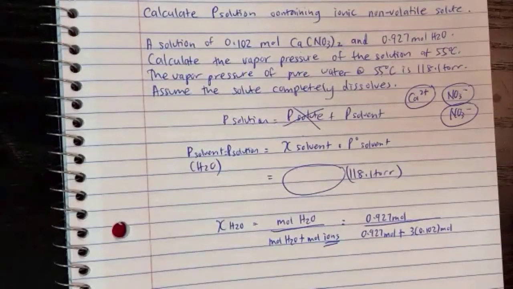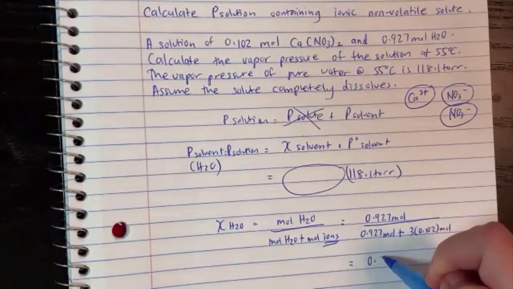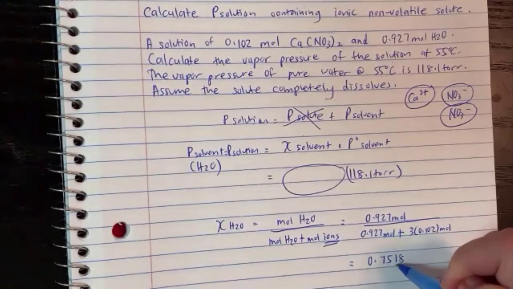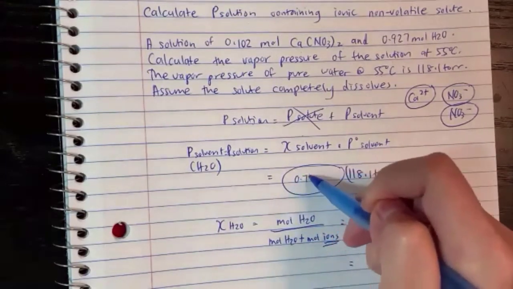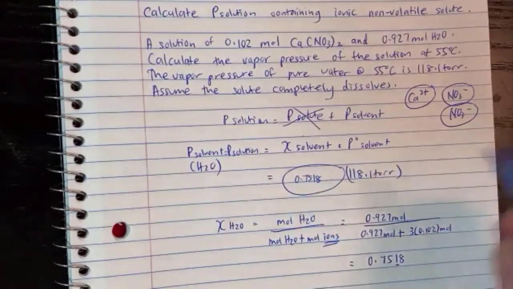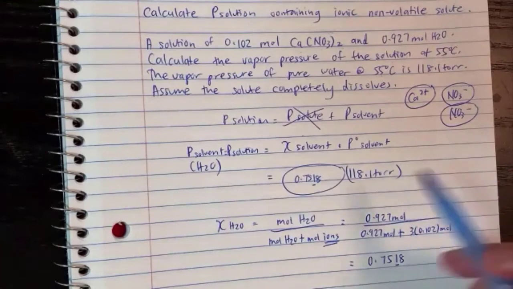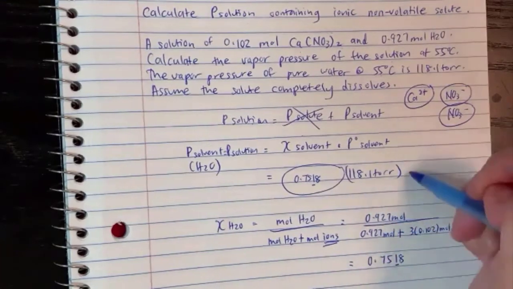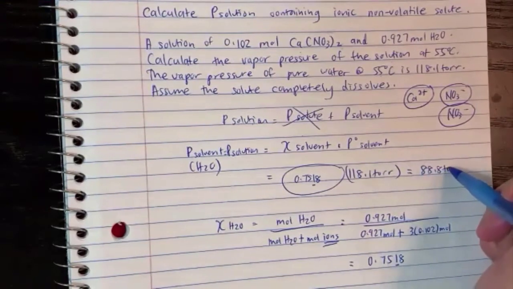Okay, so let's see. We get a mole fraction of 0.7518. And that goes up here. So we'll put 0.7518 up here. And then times 118.1, you should get your answer of 88.8 torr.